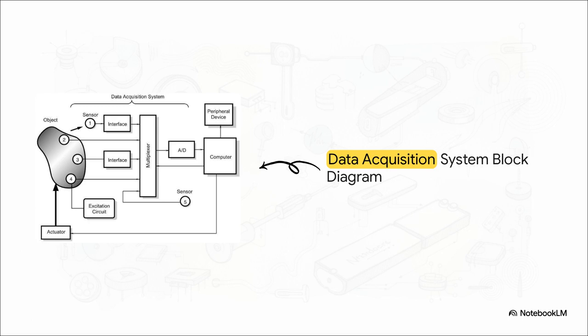All these different signals travel through interfaces. They get combined in what's called a multiplexer. They're translated by an analog to digital converter. And finally, they feed into the computer brain. It's literally an entire ecosystem built around gathering analog data.